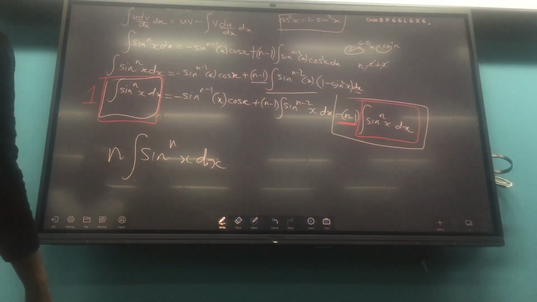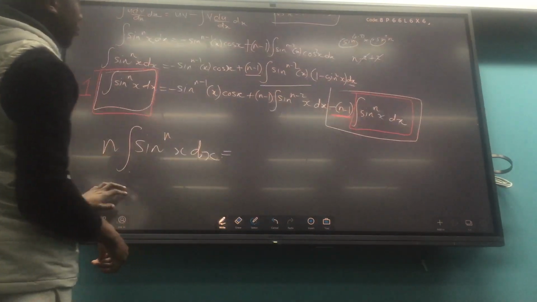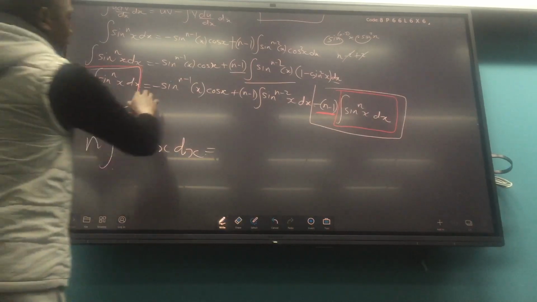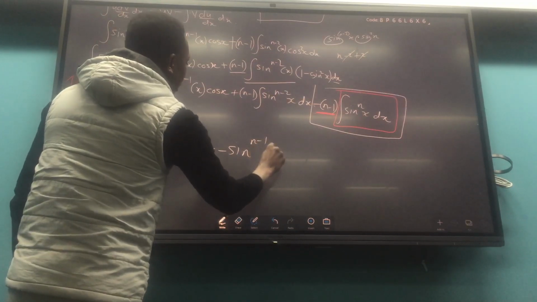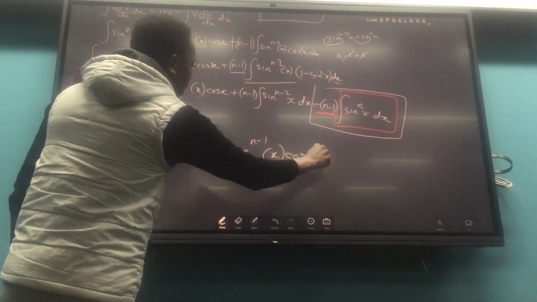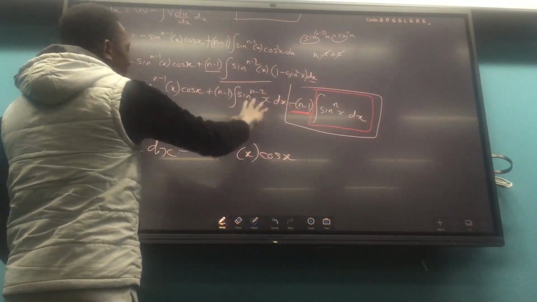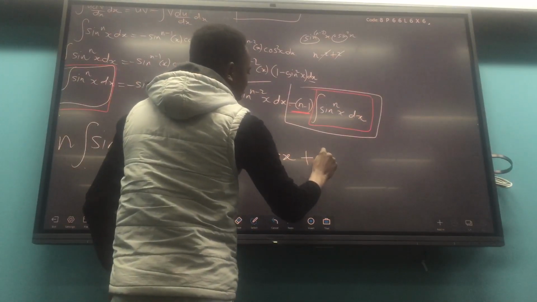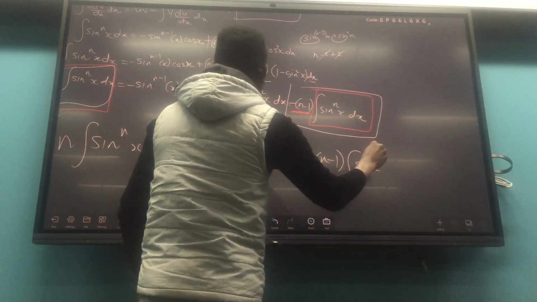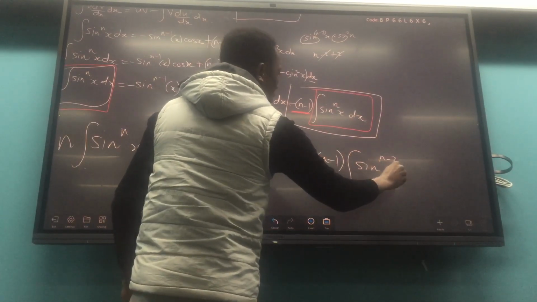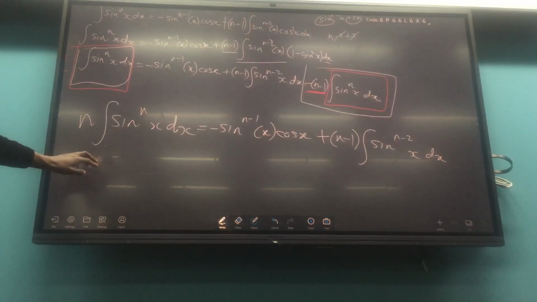So we're going to get something like this, right? And then we're going to get what? We are going to have that part as minus sine to the power n minus 1 of x cos x. Here we no longer have that part, so we can only write this part. So it's now plus n minus 1 integral of sine to the n minus 2 of x dx. Right? So that's the part that we just have.